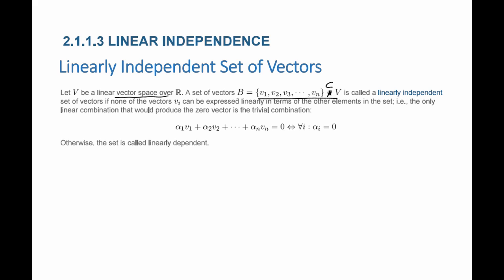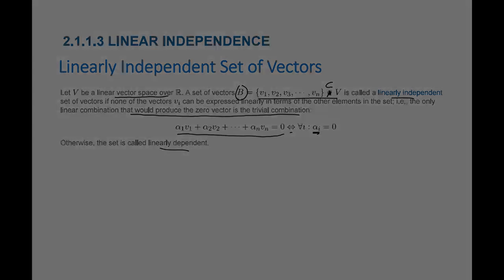Or in other words, the only linear combination that will produce the 0 vector is the trivial combination. This linear combination is equal to 0 if and only if all these multipliers are equal to 0. If this is true, then the set B is linearly independent. Otherwise, it becomes linearly dependent.